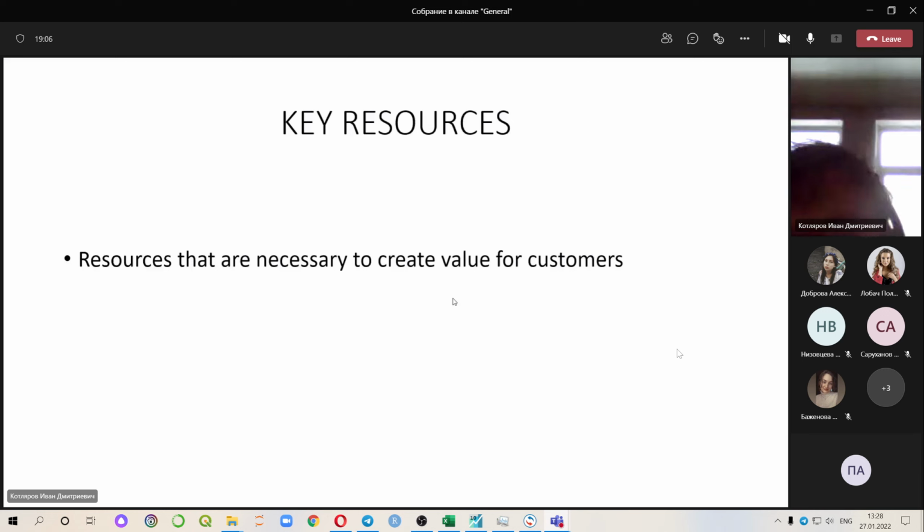Maybe some IT resources, so I'm not sure, intellectual resources. Absolutely correct. Uber's digital platform is an example of digital intellectual resources. So intellectual resources are very important for Uber. What else?